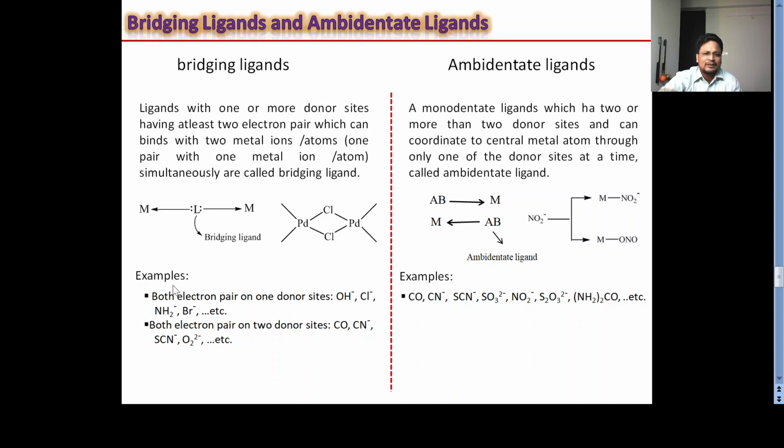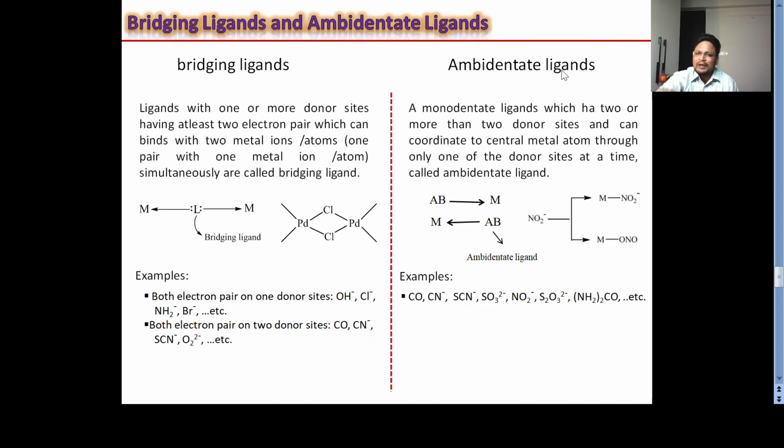From here we can see in the example that Cl acts as a bridging ligand. Now there are some other examples. Both electron pairs which can be donated to different metal ions may be present on one donor site. In that case the examples are hydroxide, chloride, amide, bromide, etc. While when both electron pairs are present on two different atomic sites, the examples are carbonyl, cyanide, thiocyanate, oxide, etc.